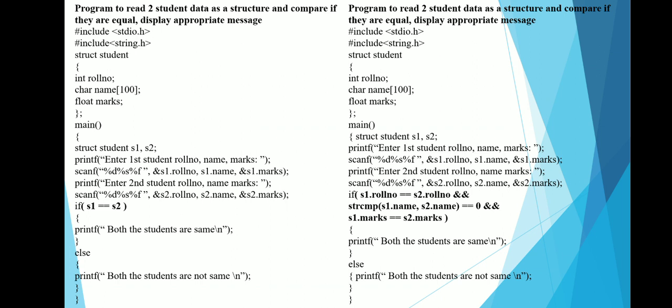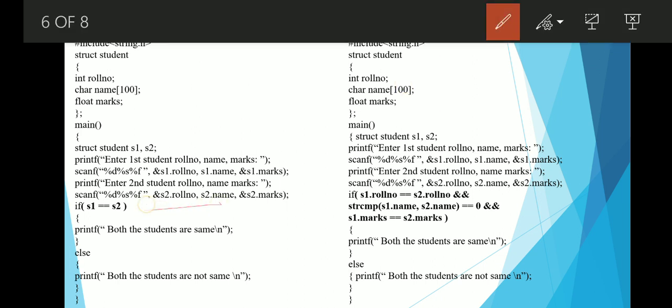Okay, here there are two examples given. The first example is comparing the structure variables completely, that is S1 equals to S2. If I try to perform this operation, then the compiler will give you an error. It will say this operation is not permitted, because complete structure variable comparison is not permitted in C language.